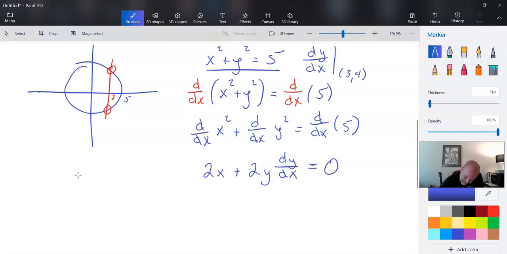Now I want to, oops, that actually should have been a 25 if it was going to have a radius of 5. Oops.